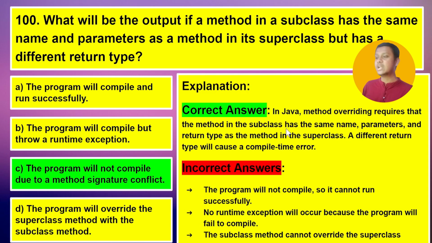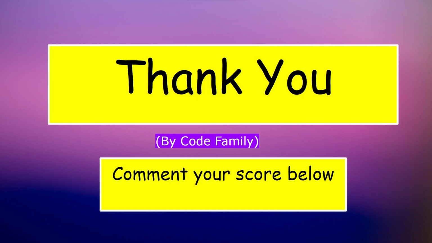So here the correct answer is option C. As you can see, in Java, method overriding requires that the method in the subclass has the same name, parameters and return type as the method in the superclass. A different return type will cause a compile time error. Other options are incorrect because the program will not compile, so it cannot run successfully. No runtime exception will occur because the program will fail to compile. The subclass method cannot override the superclass method if the return type differs.